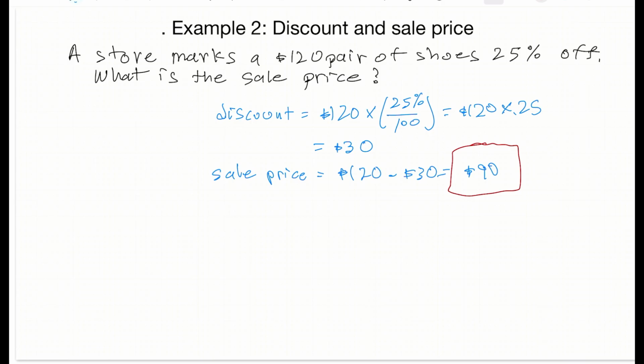We started out with a $120 pair of shoes. We had a 25% discount, and so that was a $30 discount. And then we subtract the $30 from the original price, and we get $90 as our final answer. That's what we have to pay.